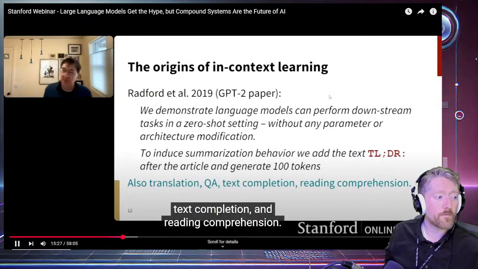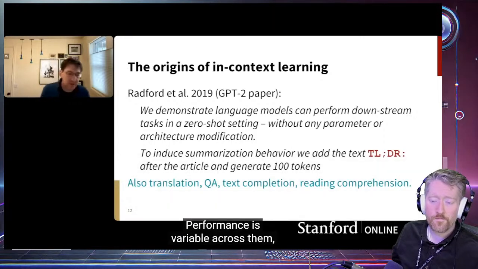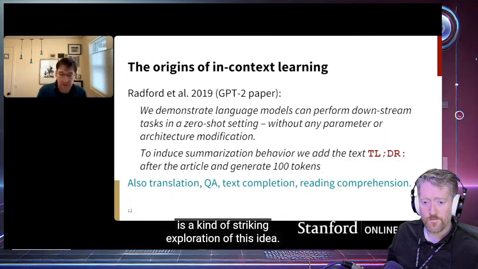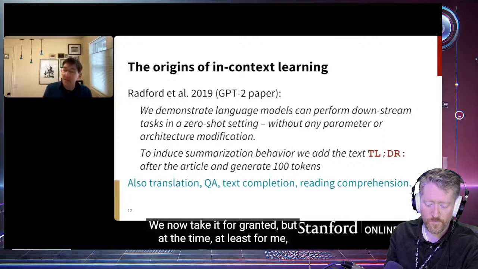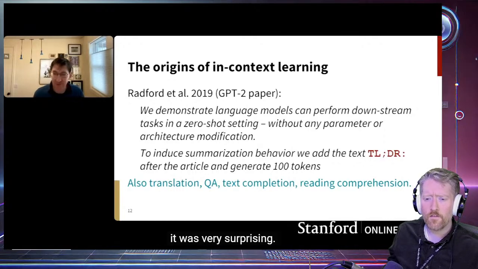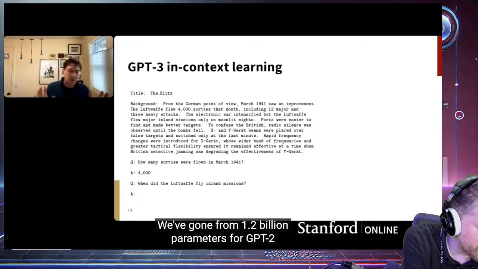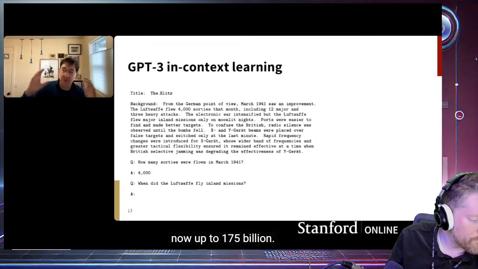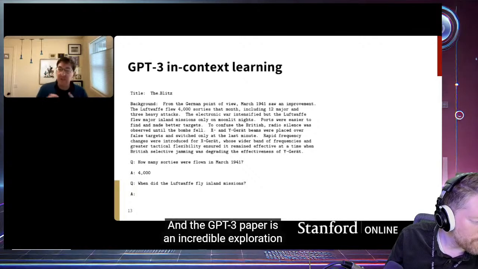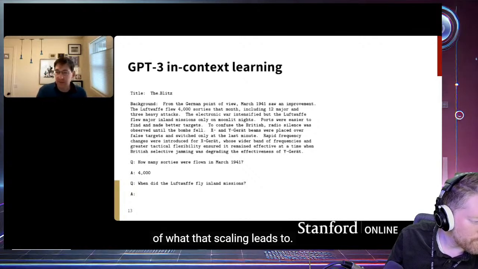During text completion and reading comprehension, performance is variable across them, but mostly they can get signal, and it really is a kind of striking exploration of this idea. We now take it for granted, but at the time, at least for me, it was very surprising. Then fast forward just one year, we get GPT-3, right? We've gone from 1.2 billion parameters for GPT-2 now up to 175 billion. And the GPT-3 paper is an incredible exploration of what that scaling leads to.